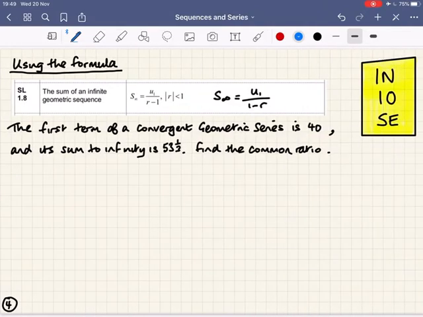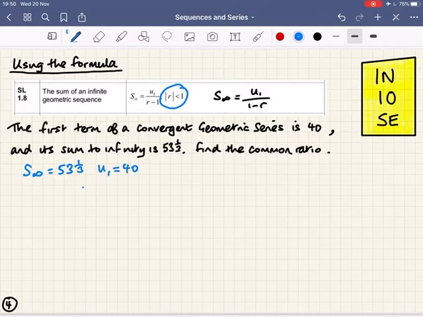Then we can look at a number of different styles of questions that we'll be expected to do. So here's an example. The first term of a convergent geometric series is 40. This is telling us that the value of r must sit between minus 1 and 1. And its sum to infinity is 53 and a third. So find the common ratio. So let's write down what we know. The sum to infinity is equal to 53 and a third. u1 is equal to 40.